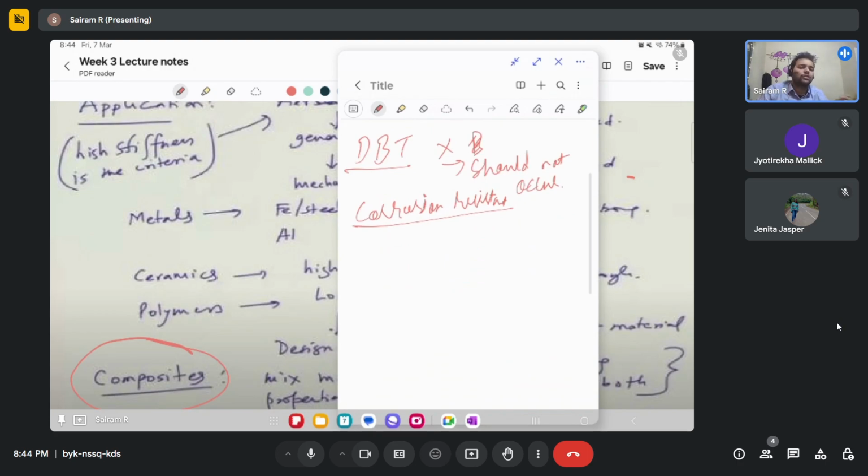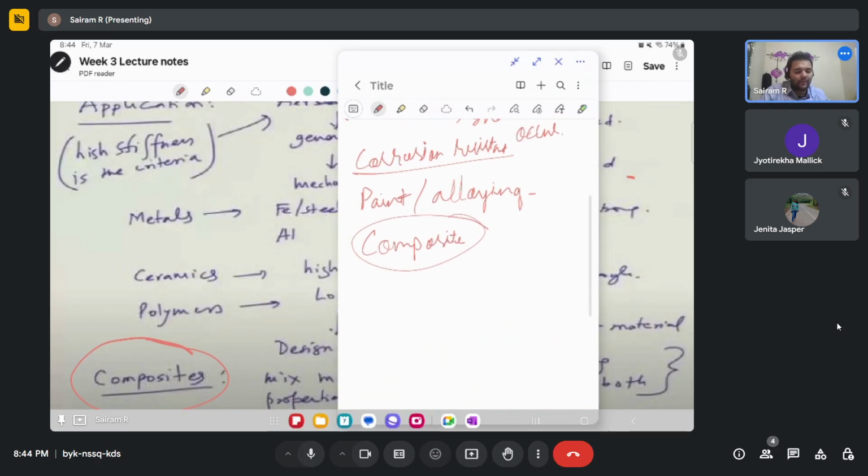In some cases, it is not possible to accommodate these things through a material requirement only. So we include a secondary phase, let's say something like paint or some alloying mixture or something of that sort. All these things together is what is called a composite. We can think of any n number of real-world examples, and we will come up with composites.